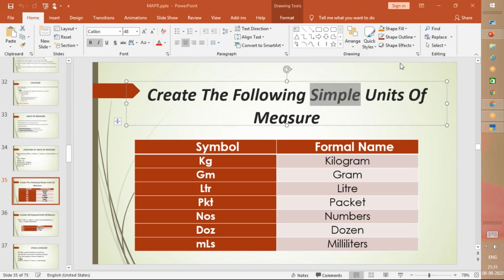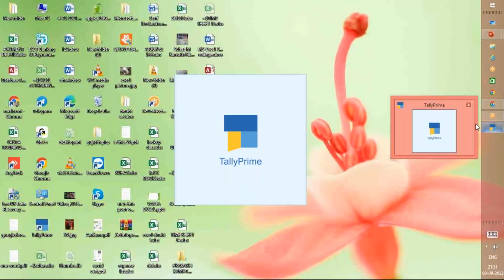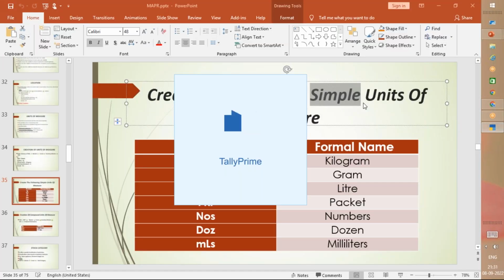There is some issue. Tally is not open. We just open Tally. In that, go to create. We'll have units of measurement there.